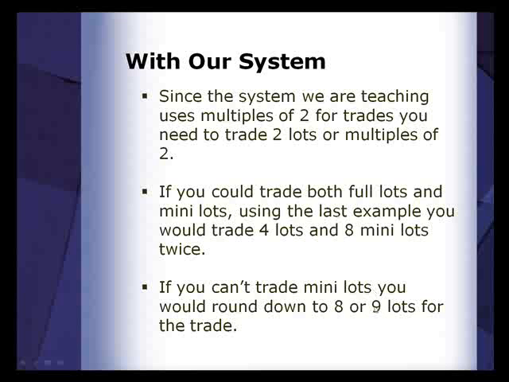I would probably use 9, and then I would use 4 lots for my first lot and 5 lots for my second lot. So as I entered my first trade, it would be 4 lots. As I entered my second trade, it would be 5 lots. And that way I'm staying within my acceptable risk level by varying my trade size.